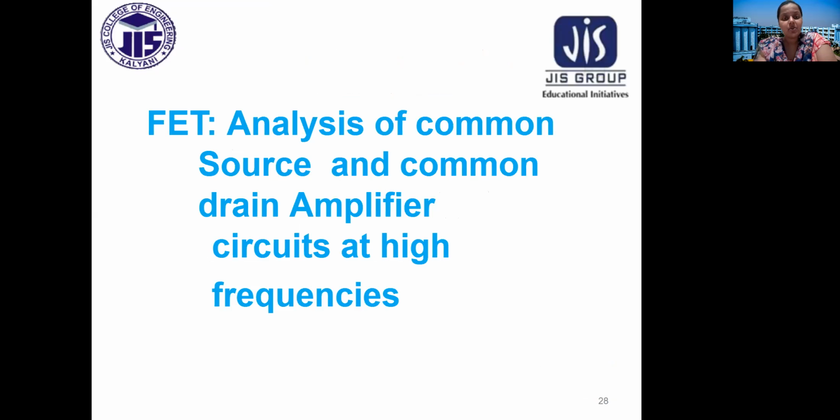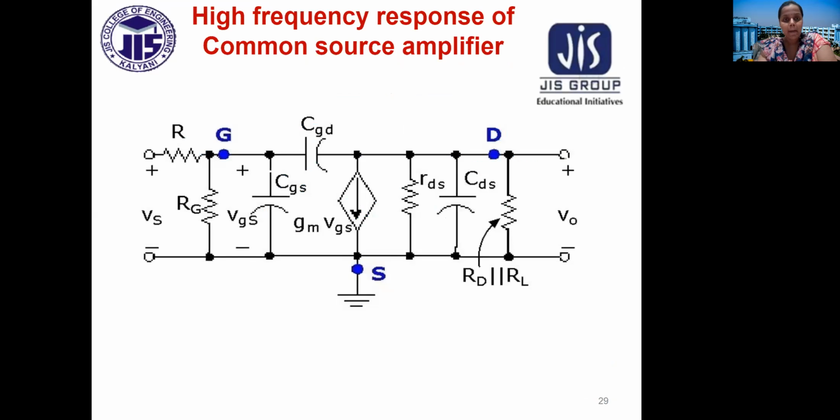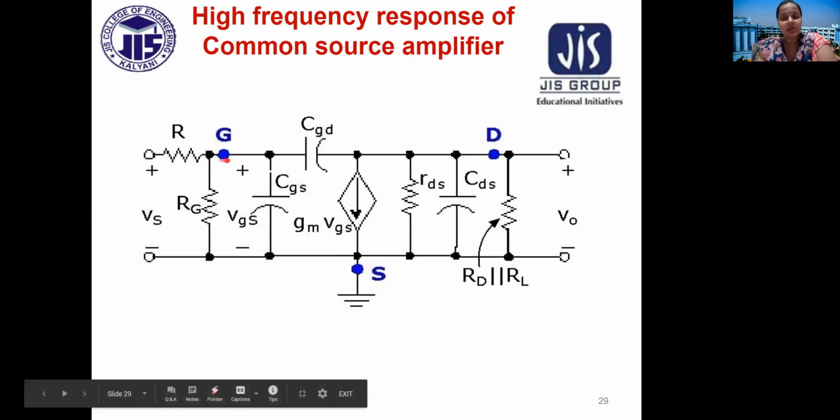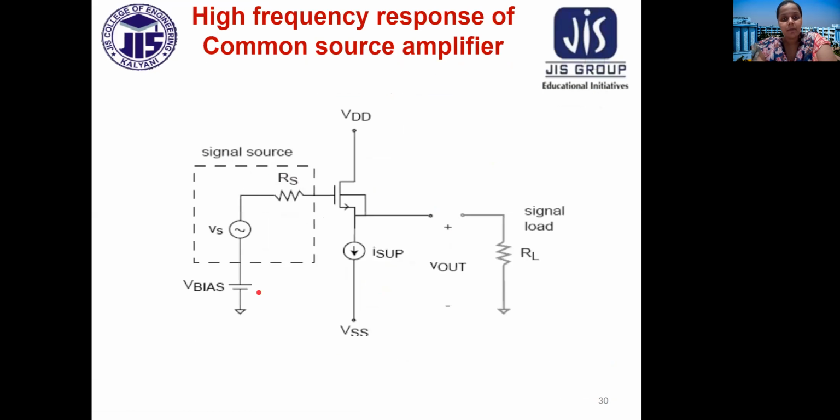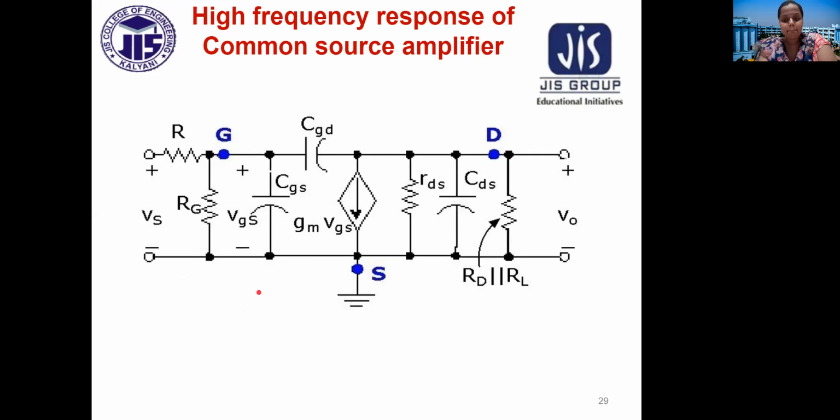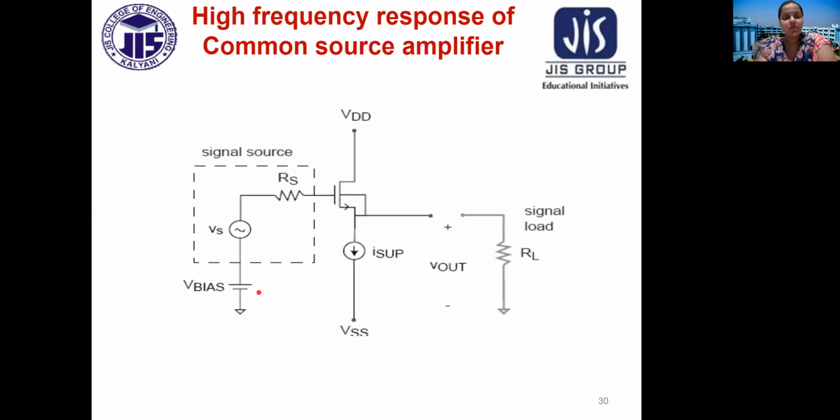Analysis of common source and common drain amplifier circuits at high frequency. Now for FET. The previous one we studied was for BJT, so this is for FET. Common source amplifier. Similarly, there is a circuit and I will share it with you. We can see here three terminals, gate, drain and source, and this is a common source model. High frequency response of common source amplifier.